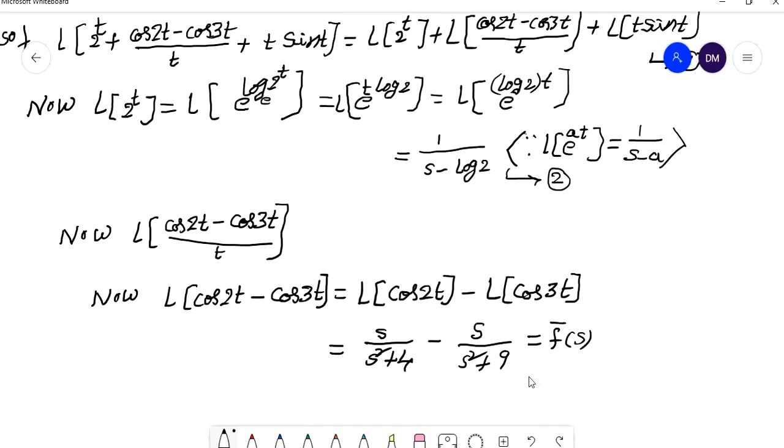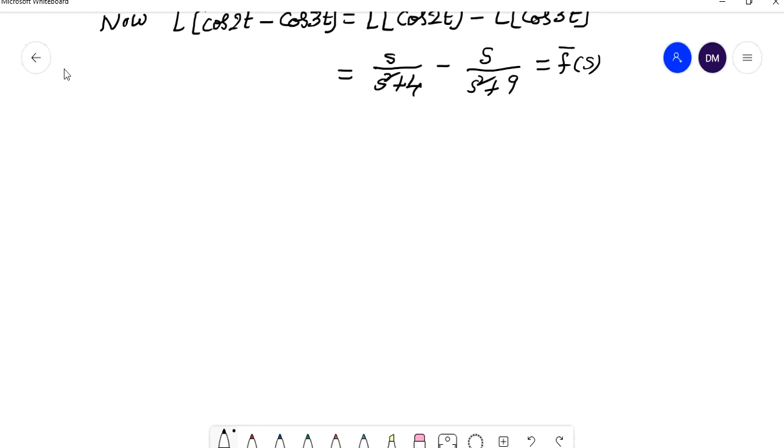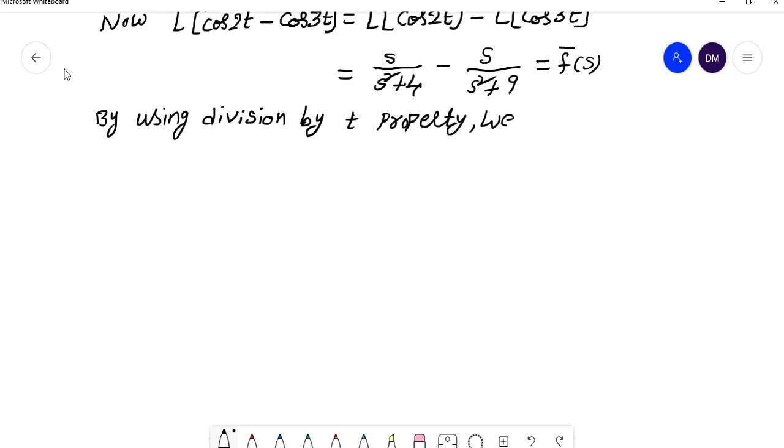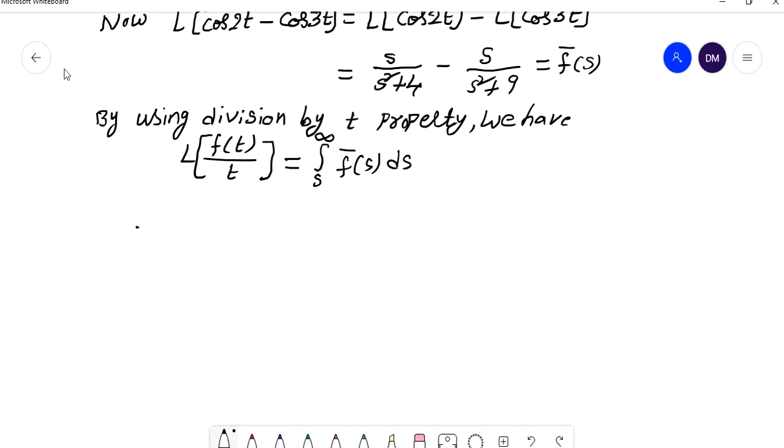So for this we have to use the division by t property. By using the division by t property, we have L of f of t by t is equal to the integral from s to infinity of f bar of s ds.